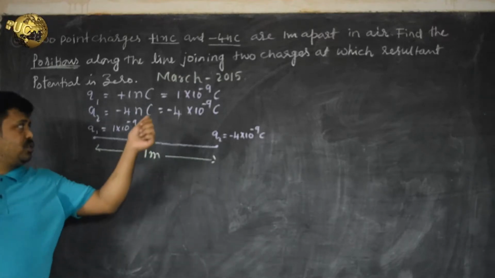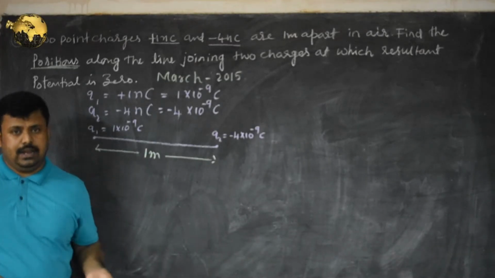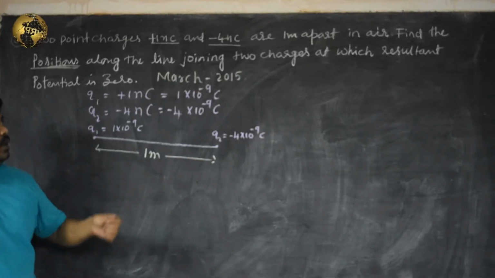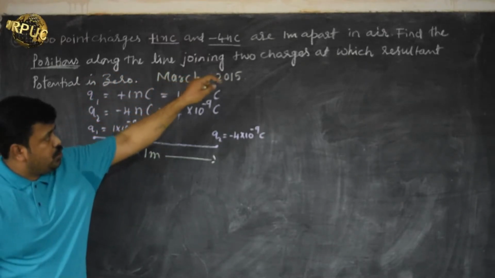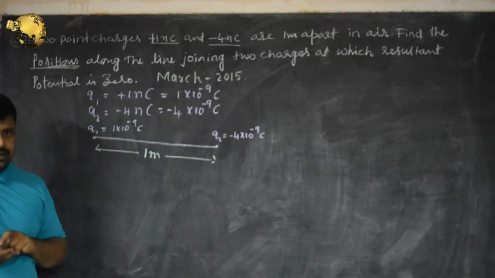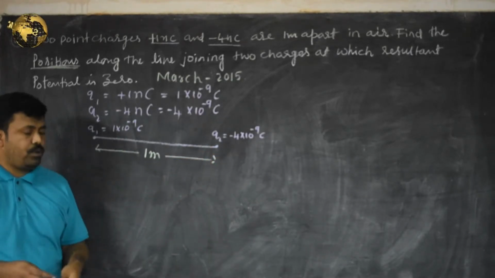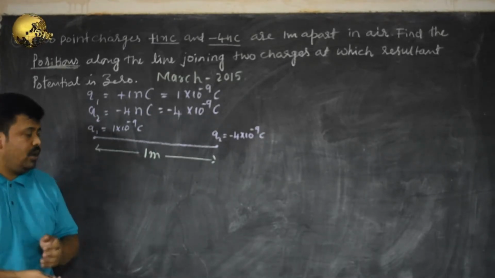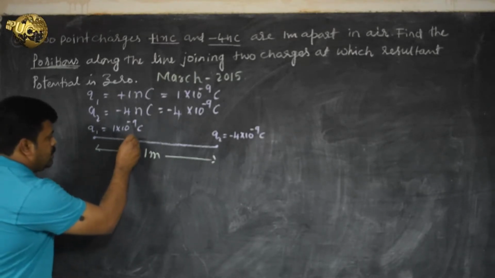So this question was asked in March 2015, which is similar to the question we have discussed earlier. So here also we have two charges separated by a distance of 1 meter, and we need to find the positions along the line joining the two charges at which the resultant potential is 0. So let's find them. There will be one point between the two charges. There will be another point away from the two charges. And as we know, that point will be near to the smaller charge. So the first point where the potential is 0, I say it is somewhere here.